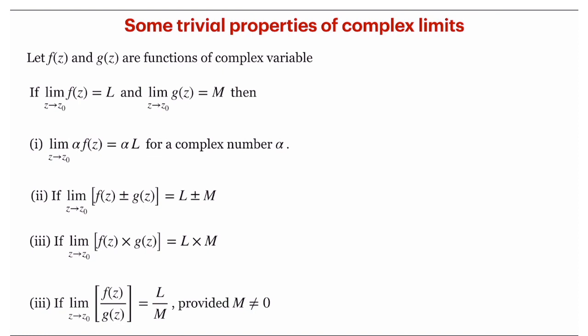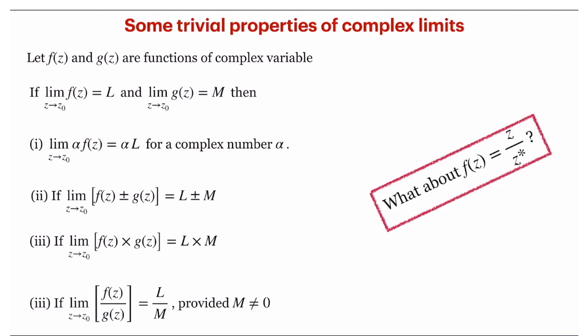Same way, the division rule is also valid provided m is not 0, or the function in the denominator does not have a limiting value of 0. Now within this context, can you figure out what happens to f of z equal to z divided by z star? Within the context of these rules, can you come up with a simple explanation of why f of z equal to z by z star is continuous or discontinuous, based on your reasons?